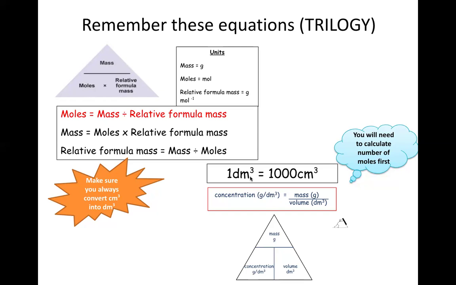Remember that 1 decimeter cubed is 1,000 centimeters cubed, which is the same as a liter. You should be able to calculate the concentration of a substance in grams per decimeter cubed.